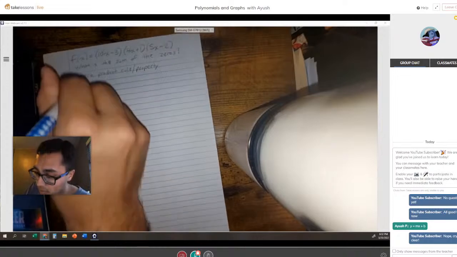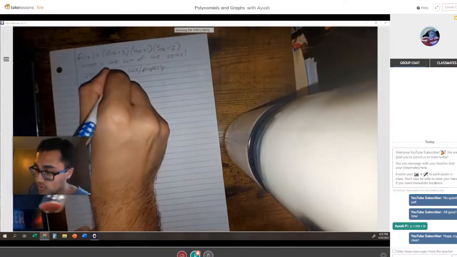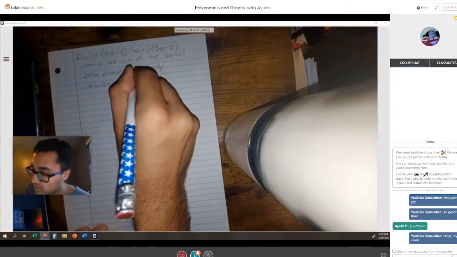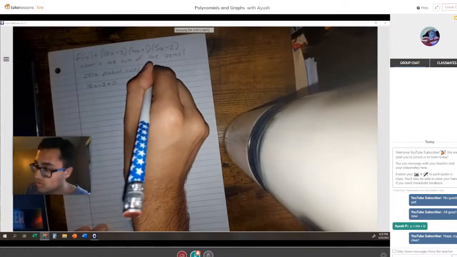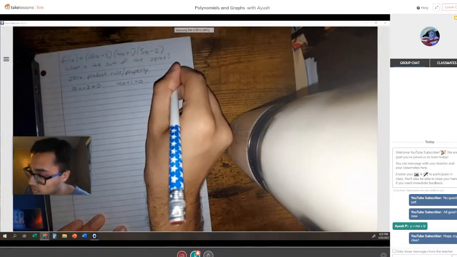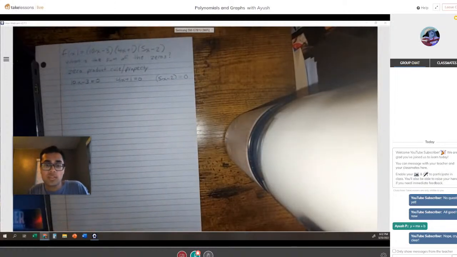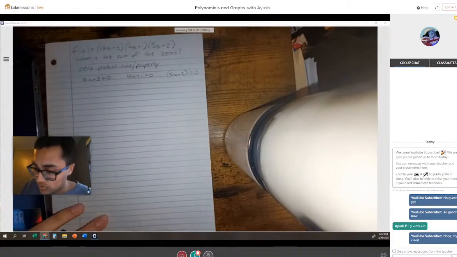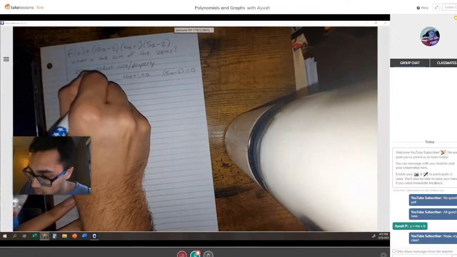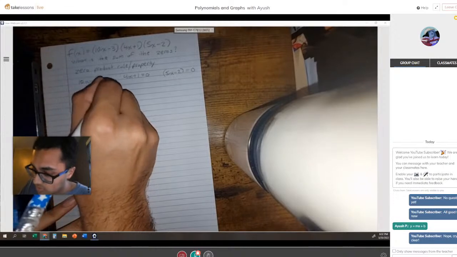But by that property, by that rule, we can just set 10x minus 3 is equal to 0, 4x plus 1 is equal to 0, 5x minus 2 is equal to 0. Okay, given that, we just have three simple linear equations in order to solve, right? So we just do 10x equals 3. So x equals 3 over 10 in this case.